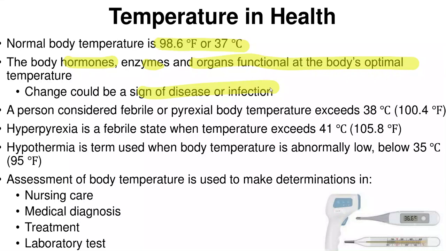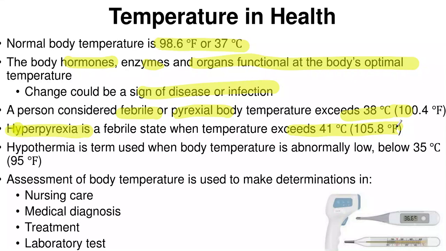Number one, a person is considered to be febrile, or pyrexial, when the body temperature exceeds 38 degrees Celsius. In this case, we call it a mild fever. But when it goes beyond that, it becomes hyperpyrexia, the febrile state when the temperature exceeds 41 degrees Celsius. In this case, the person has a very serious fever, and that could be a sign of disease, infection, or something going on with the person.